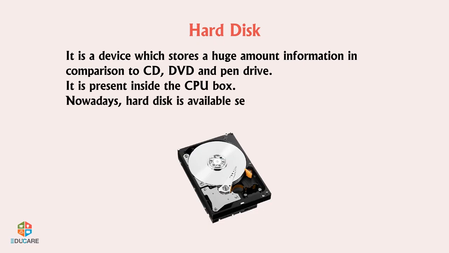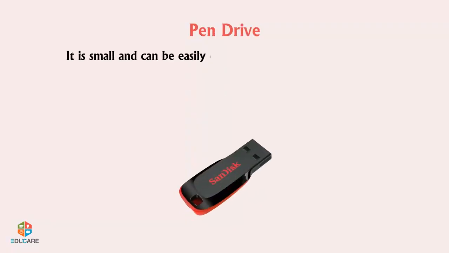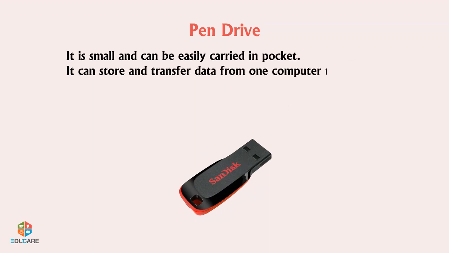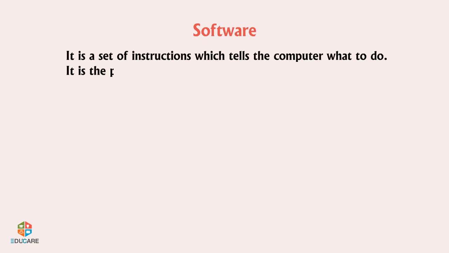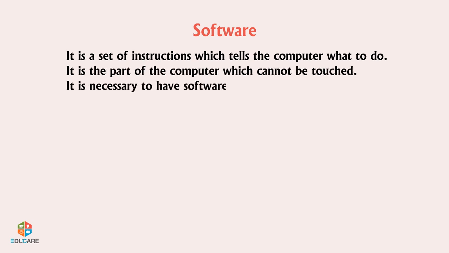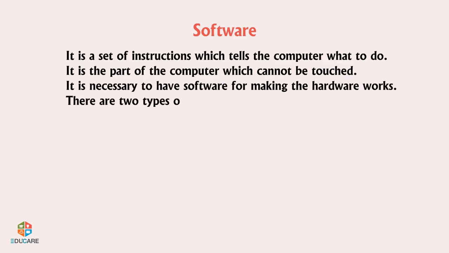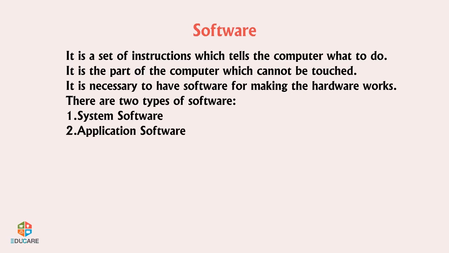Nowadays, hard disk is available separately also. Pen drive. It is small and can be easily carried in pocket. It can store and transfer data from one computer to another. It is rewritable. Software. It is a set of instructions which tells the computer what to do. It is the part of the computer which cannot be touched. It is necessary to have software for making the hardware work. There are two types of software: system software, application software.